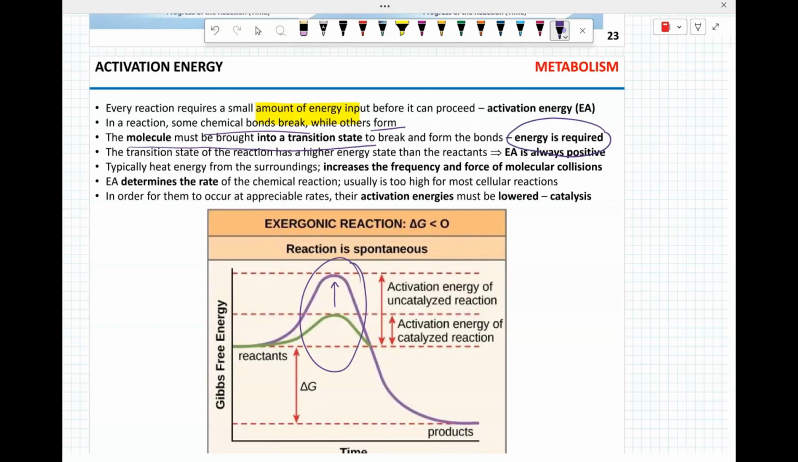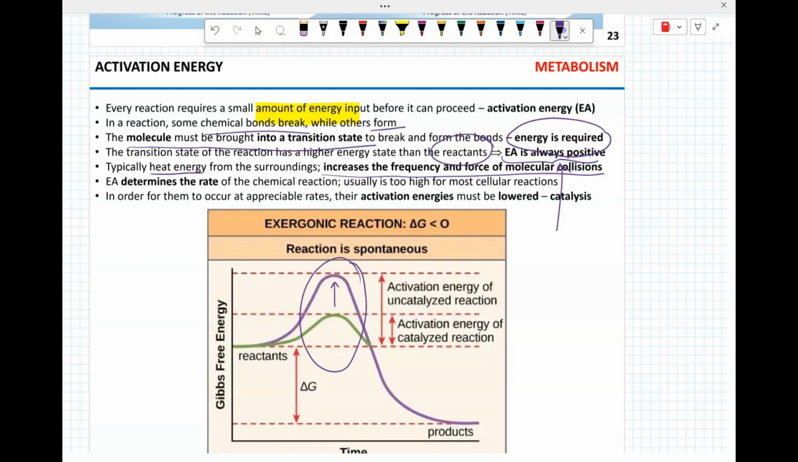And you can see that the transition state of the reaction always has a higher energy than the reactants. So unlike the change of the Gibbs free energy, activation energy is always positive. Activation energy is required to increase the frequency and the force of the collisions between the molecules during the reaction. Usually it's heat energy from the surroundings.